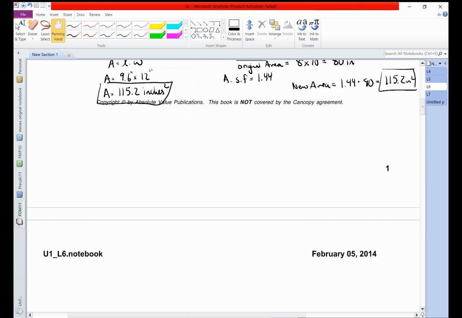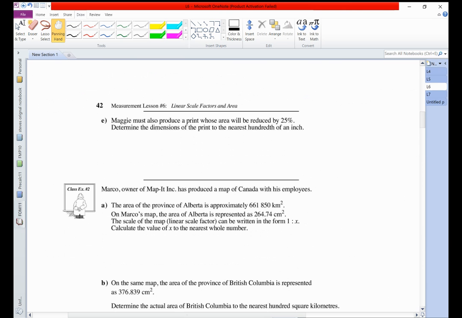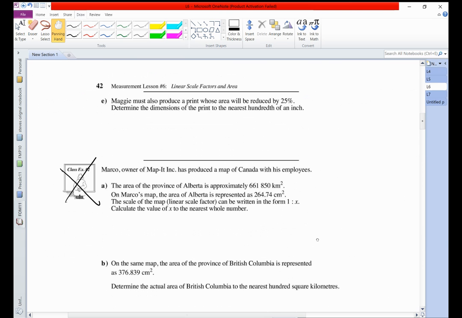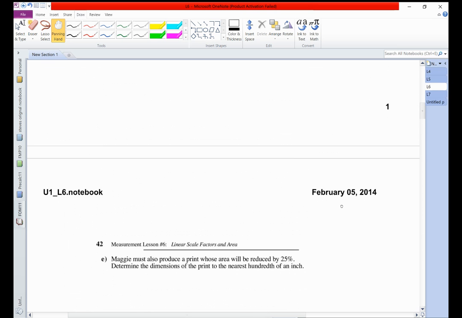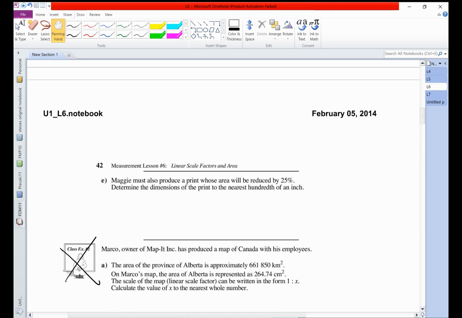I'm going to do one more practice problem and then we're done. It continues on from our last problem. Maggie must also produce a print whose area will be reduced by 25%. Determine the dimensions of the print to the nearest hundredth of an inch. So we're trying to find the length and the width. Dimensions mean the length and the width. And you've got to be careful with the wording here.